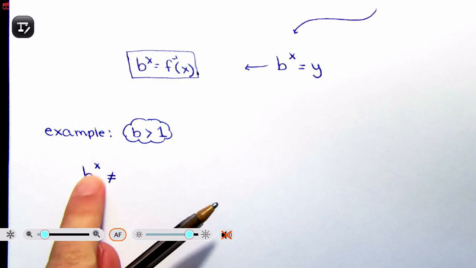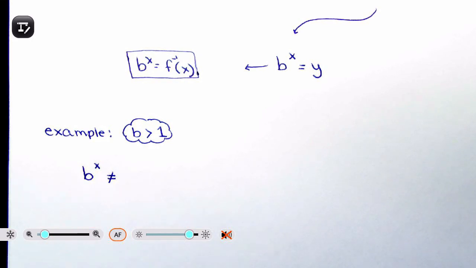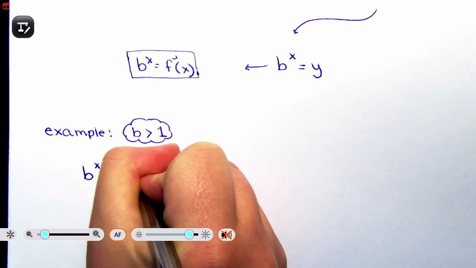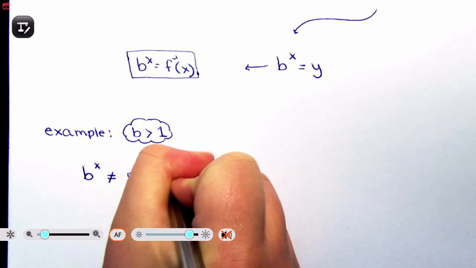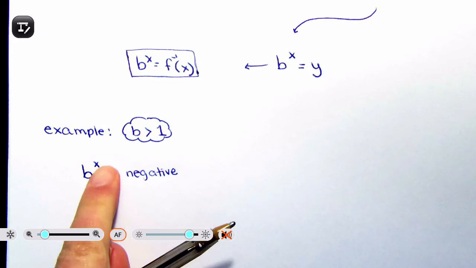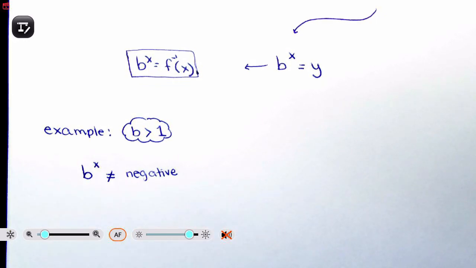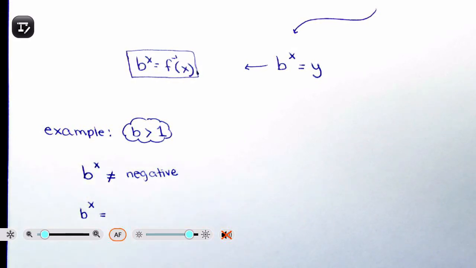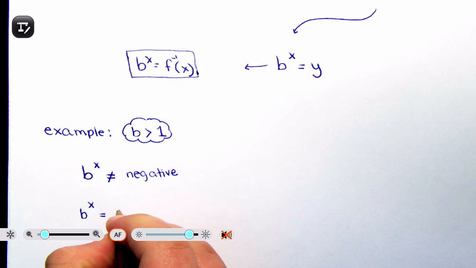If we have a base with an exponent, it doesn't matter what that exponent is, you will not get a negative. Even if your exponent is negative, your exponent can be whatever you want it to be, it will not make your answer negative if your base starts out being greater than 1. Another thing that cannot happen is no matter what your base is and no matter what your exponent is, you cannot get a 0.